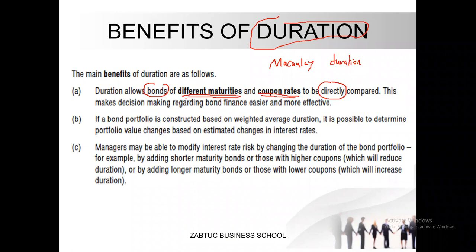Duration allows bonds of different maturities. One bond matures in 3 years' time, another one in 5 years' time. How do you compare these bonds? Just calculate their duration. This makes decision making regarding bond finance easier and more effective. If a bond portfolio is constructed, what's a bond portfolio? It's a basket of bonds.